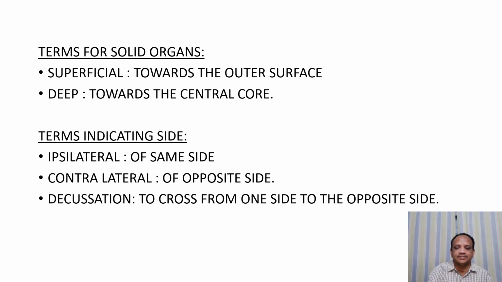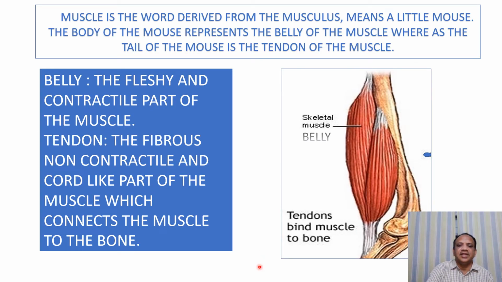left to right side. Now we see the terms related to muscles. Muscle is a word derived from the word musculus, meaning a little mouse. The body of the mouse represents the belly, whereas the tail of the mouse represents the tendon of the muscle. So this is the belly. You can see the fleshy and contractile part of the muscle where the fibers are seen, and the tendon is the fibrous part. This is the tendon.